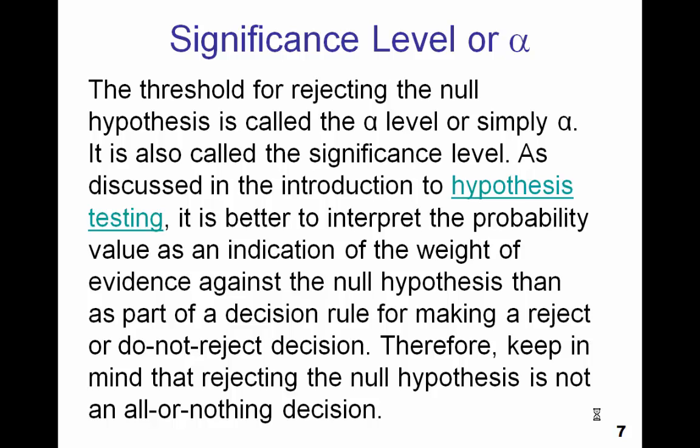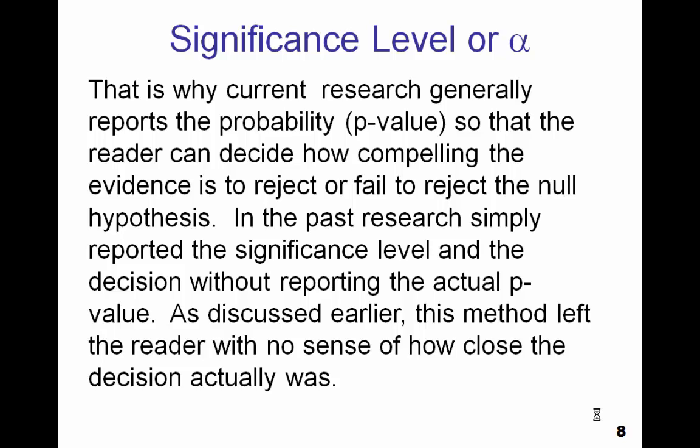As discussed in the introduction to hypothesis testing, it is better to interpret the probability value as an indication of the weight of evidence against the null hypothesis than as part of a decision rule for making a reject or do not reject decision. Therefore, keep in mind that rejecting the null hypothesis is not an all or nothing decision. That is why current research generally reports the probability or p-value so that the reader can decide how compelling the evidence to reject or fail to reject the null hypothesis is.